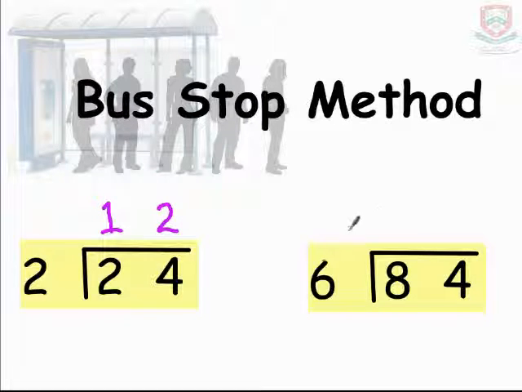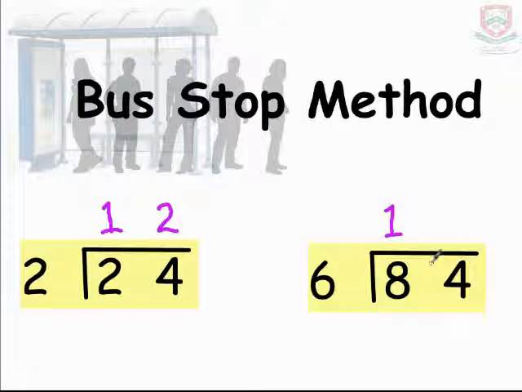Let's look at another example and see what happens if it doesn't fit in exactly. Here we have the number 84. 84 divided by 6. So the question is saying how many times does 6 go into each of these values? So 6 into 8. Well, 6 times 1 is 6. 6 times 2 is 12. That's too big, so we can only fit 1 six into 8. That leaves us with 2 left over.